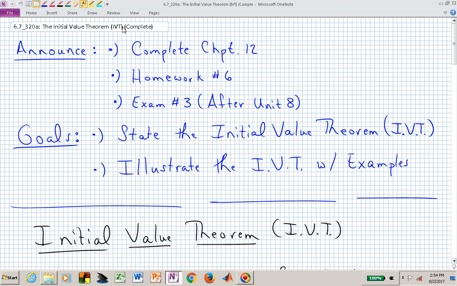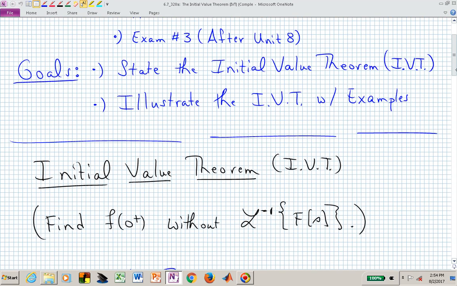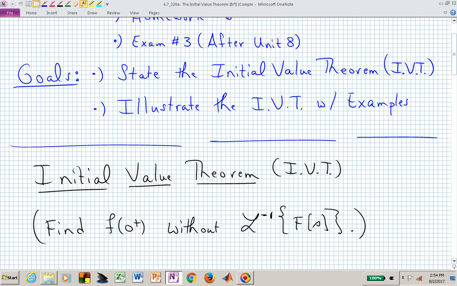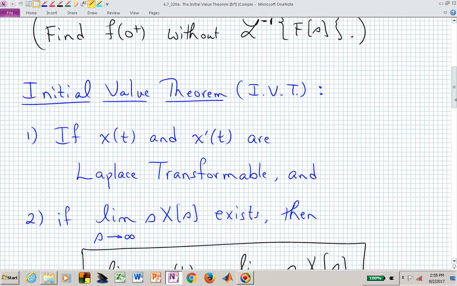In this video, we want to simply state the initial value theorem and then illustrate how it can be applied with a few examples. Again, the beauty of the initial value theorem and the final value theorem for that matter is it allows you to determine these limiting values of your time domain expression without explicitly having to inverse Laplace transform the transform. We can just look at these limiting arguments and see what happens.